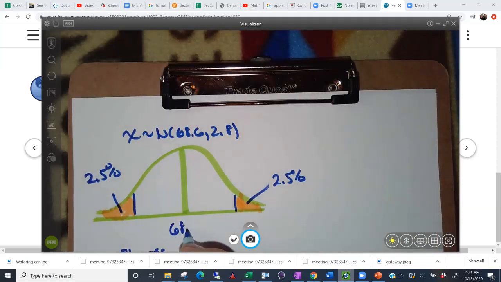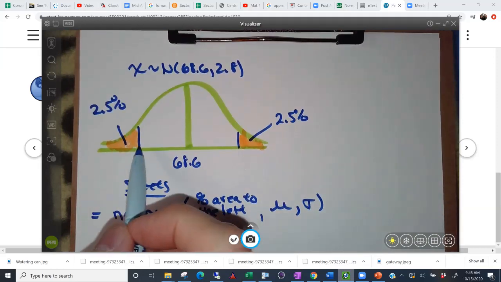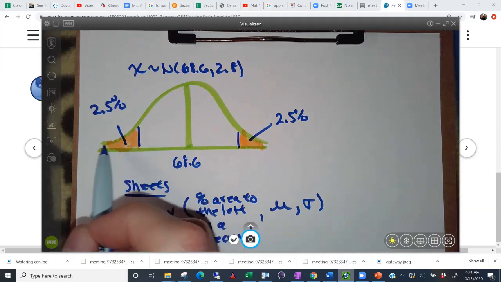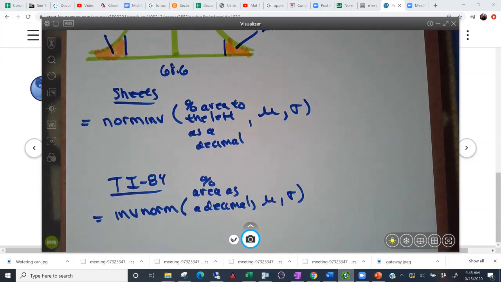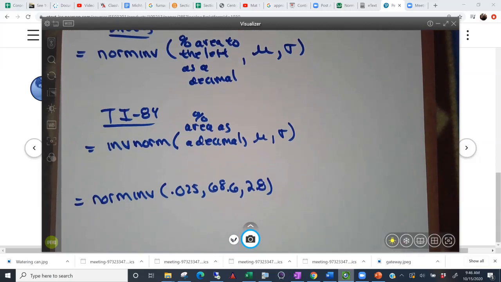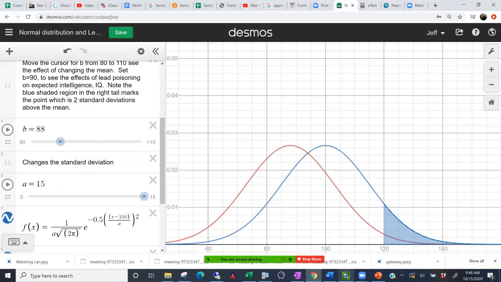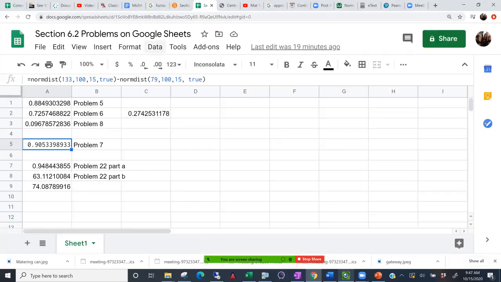So let's take a look here, 68.6. We'll start out with this one. The area that we know is 2.5% of the area to the left. So that will equal norm inverse of 0.025, the mean, and standard deviation. Let's see what that gives us. So there you go, about 63.1 inches. Yeah, that's what I got.